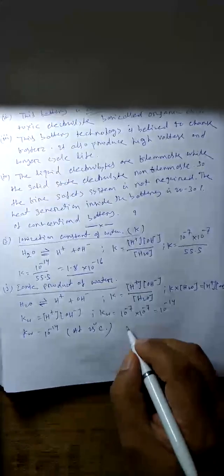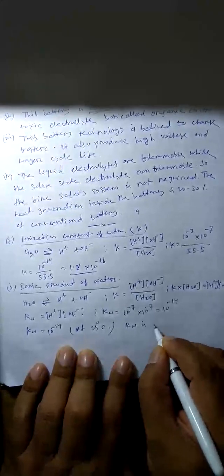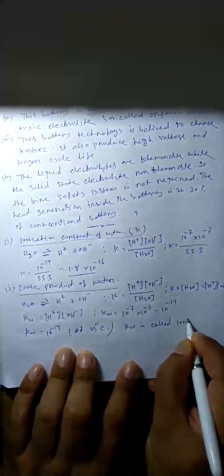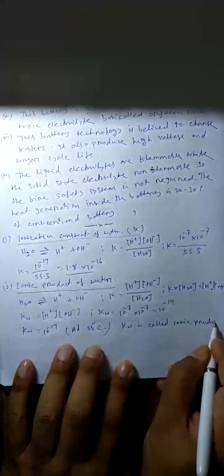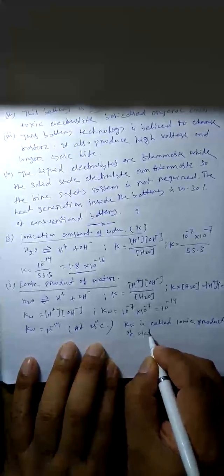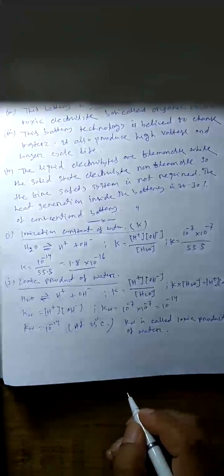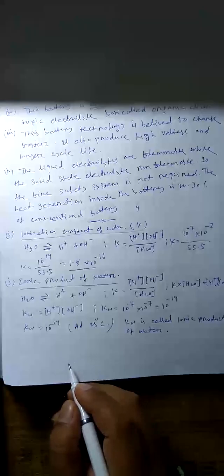Kw is called the ionic product of water. The ionic product of water is 10^-14 at 25 degrees centigrade.